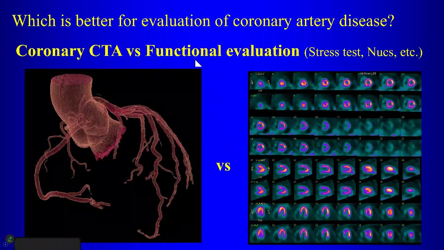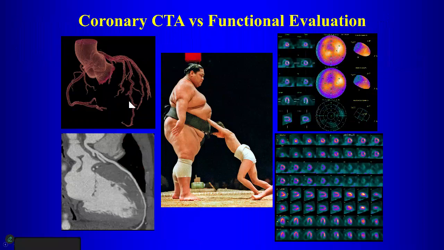So if I ask you this question, which is better for evaluation of coronary artery disease? Is it coronary CTA, purely anatomical, where we're looking at the anatomy of the vessels itself, or is it strictly functional evaluation? And by that I mean stress test, nuclear medicine test, where we have stress and rest images looking for evidence of ischemia.